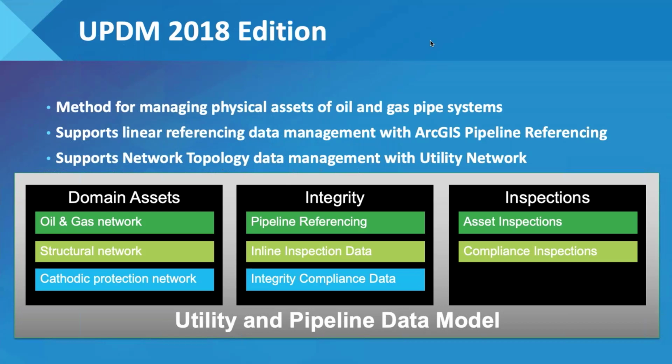We've basically handed off a template or starting point from which you can build a larger pipeline referencing or pipeline information model. And so when you download UPDM 2018 or 2019, you'll find inside of that the pipeline referencing tables, the utility network tables, and now we're just about to release UPDM 2020, and it's scheduled for August 11th. And that'll have more enhancements to the model, more feature classes, more attribute rules associated with managing pipeline data.